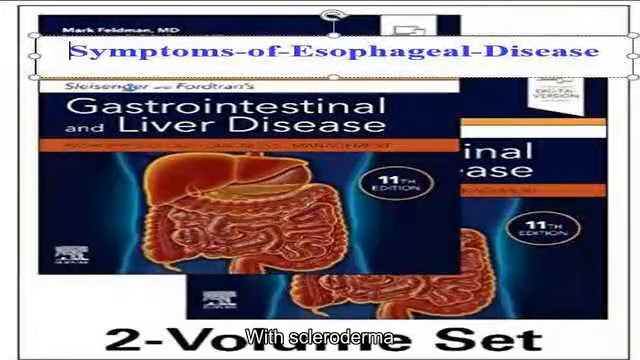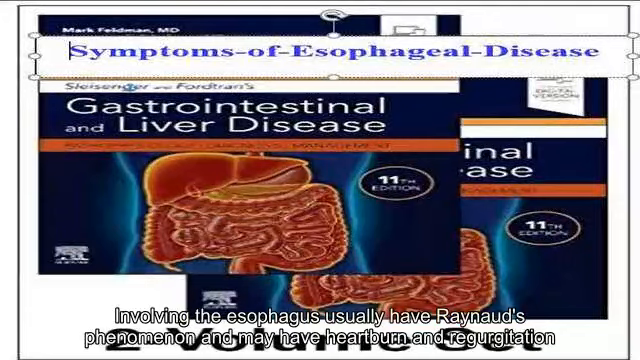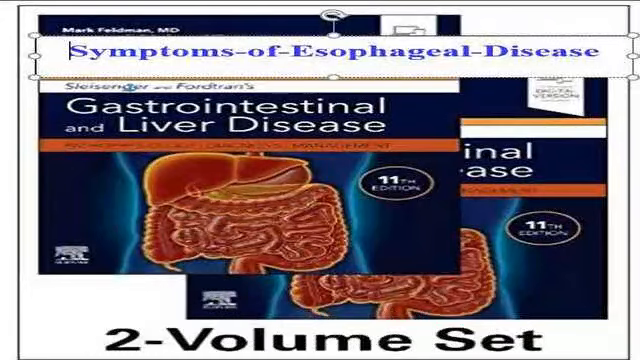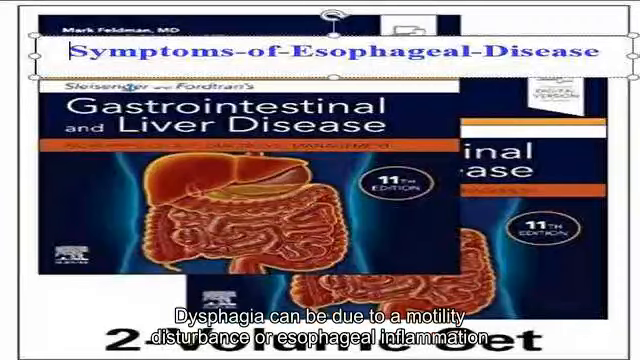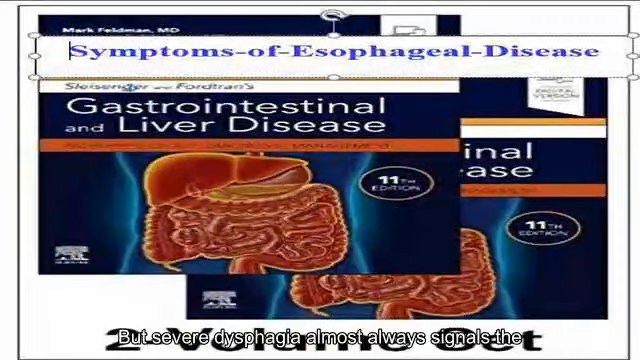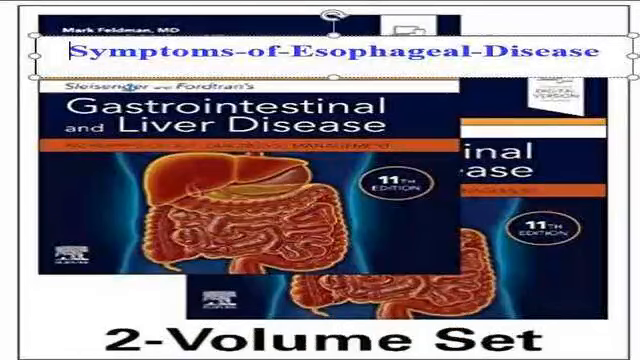Patients with scleroderma, systemic sclerosis, involving the esophagus usually have Raynaud phenomenon and may have heartburn and regurgitation. In these patients, complaints of mild dysphagia can be due to a motility disturbance or esophageal inflammation, but severe dysphagia almost always signals the presence of a peptic stricture or, less commonly, malignancy. See chapters 37, 44, 46, and 48.